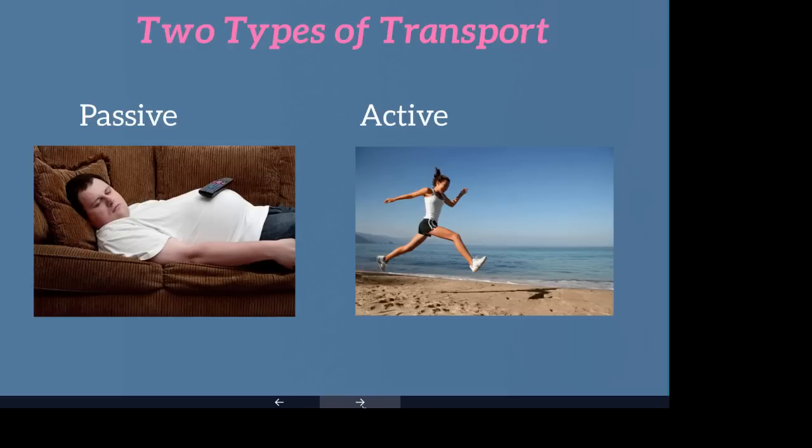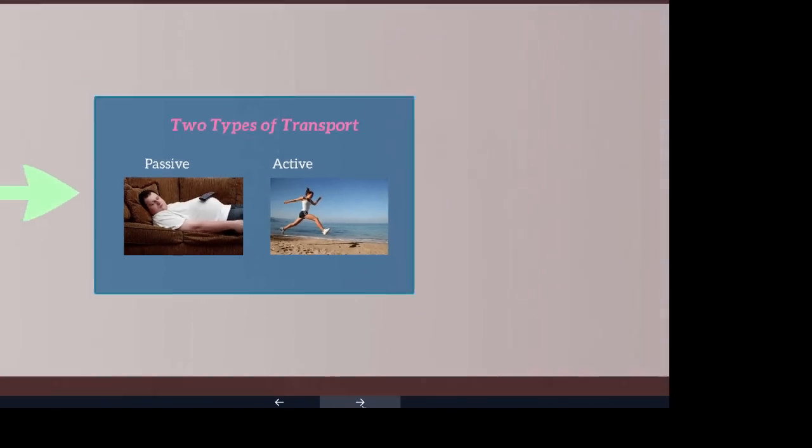There are two types of basic transport that we're going to talk about through the cell membrane. And I've given you two pictures here to illustrate the major differences. Passive, you can see this guy right here. He doesn't have a lot of energy, no energy at all. As a matter of fact, he's just chilling, laying on the couch and getting chunky. Whereas with active transport, you can see the girl on the right is active and has energy. So keep those two pictures in your mind as we go through this process.